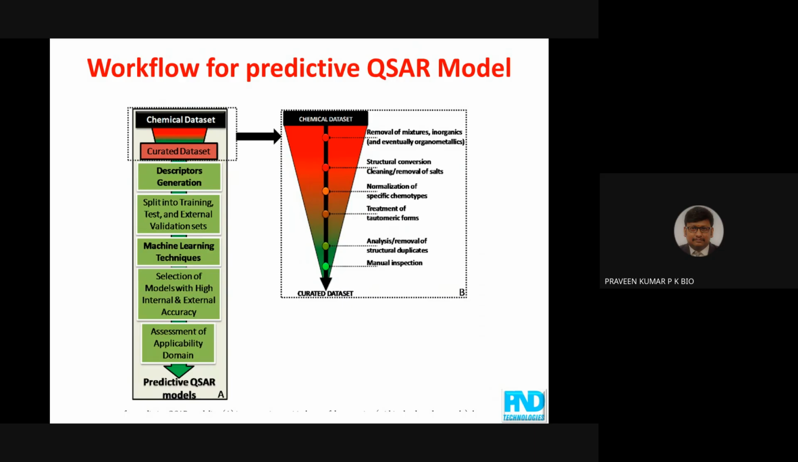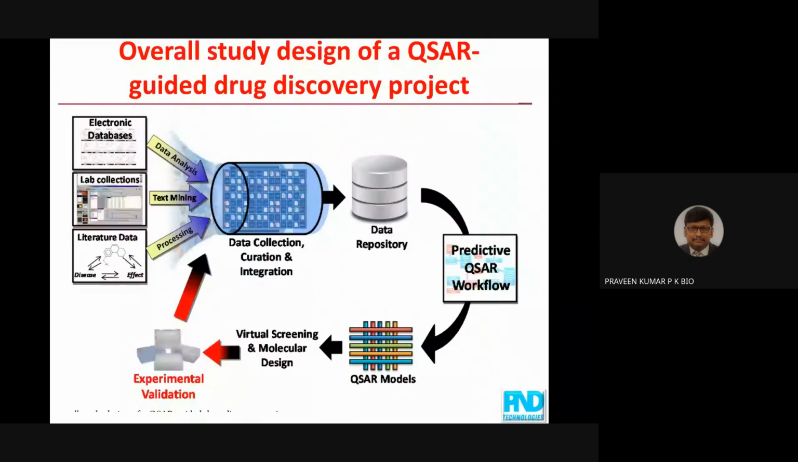More details you can find in the pipelines. Let me explain further in the subsequent slides. This is also a kind of pipeline, taking data from electronic databases, literature data, lab collections. We store it in the data collection, then through the data repository, we predict the QSAR through QSAR models. Plenty of regression and classification submodels are there. Use those models and predict. You can use this for virtual screening. If you have 100 compounds and want to find the best 10 compounds, you can use the QSAR models. After screening to a limited number, we can go with experimental validation.